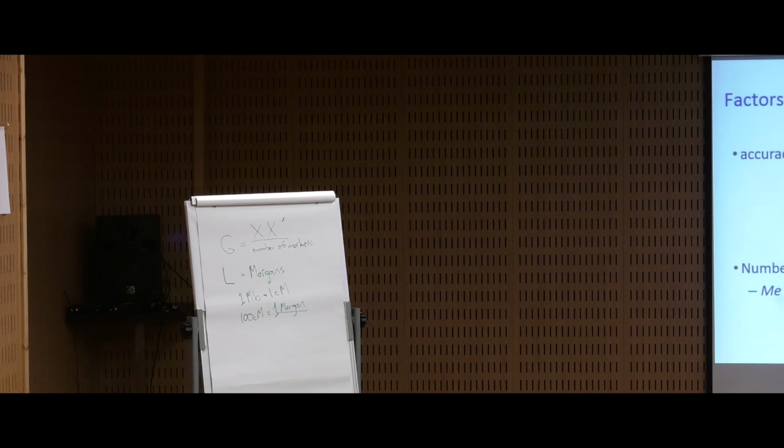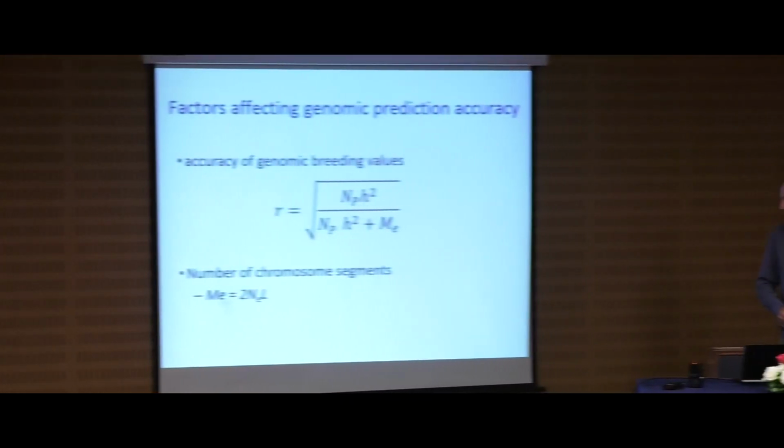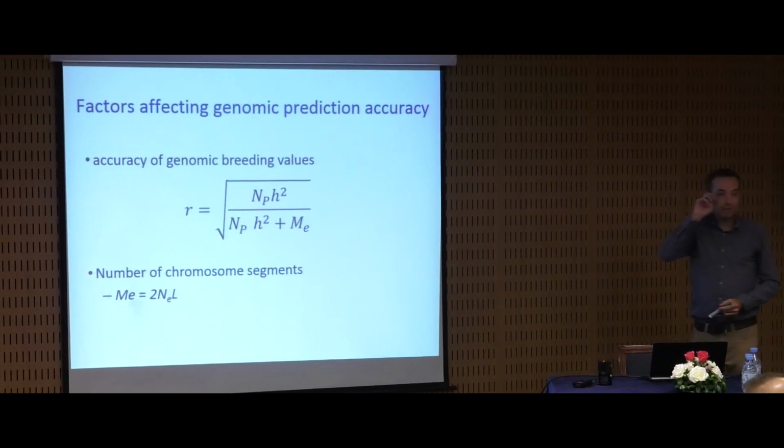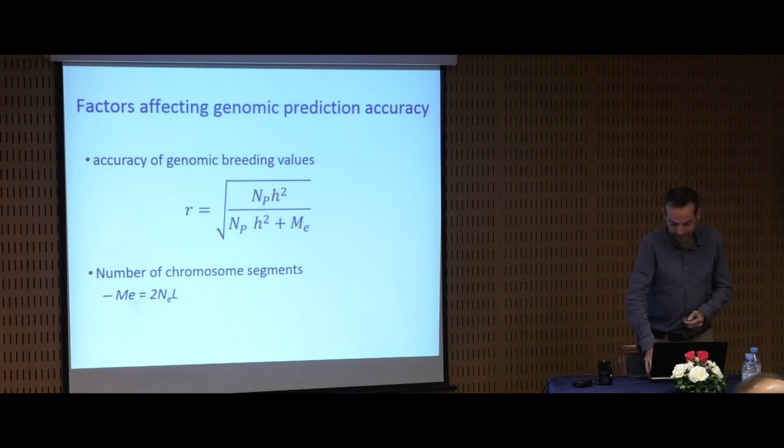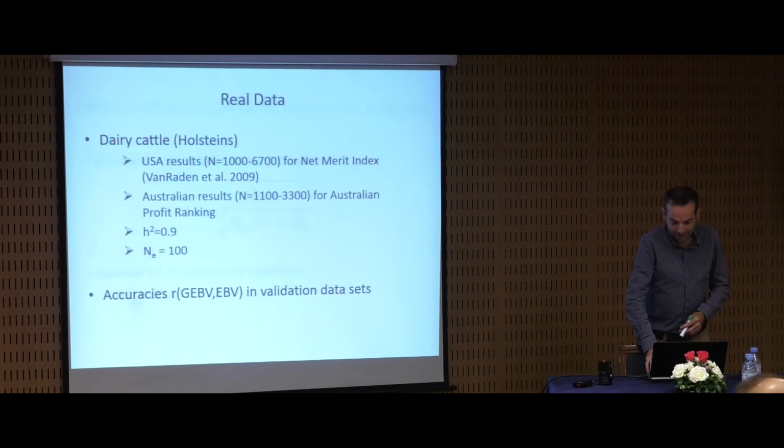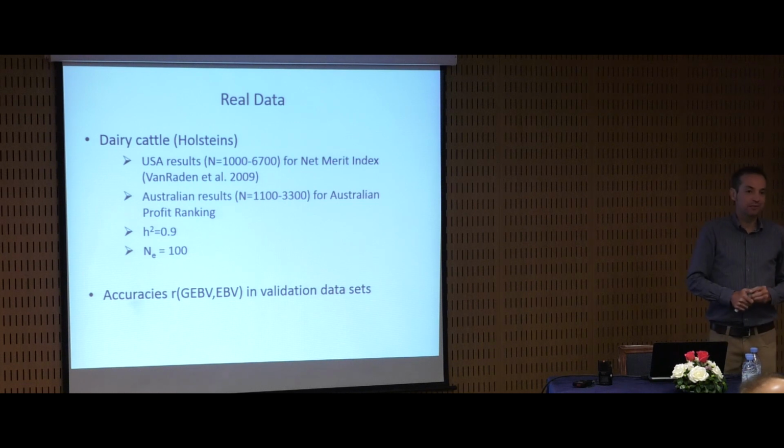You can work out what it is for wheat, approximately. So this formula is potentially quite powerful because it tells you how big you need to make your reference populations to get a good accuracy of genomic prediction. First thing we need to do is just convince ourselves that it does really work, this formula.